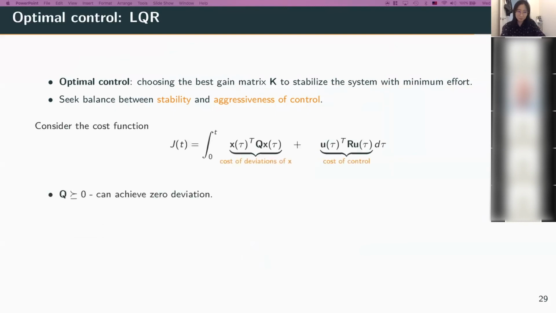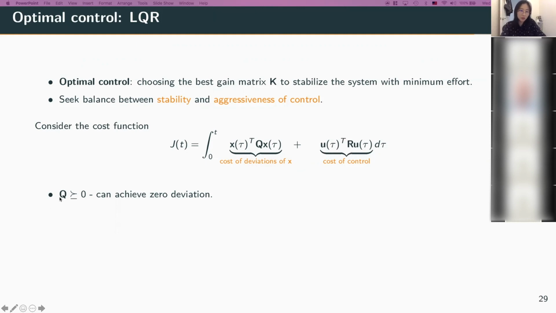cost J. So if we consider the cost function of this form, J of t, you have two main components. One is the cost of deviation of your current states measured by this cost matrix Q, and some cost of control. So you're trying to reduce this cost weighted by some matrix R.